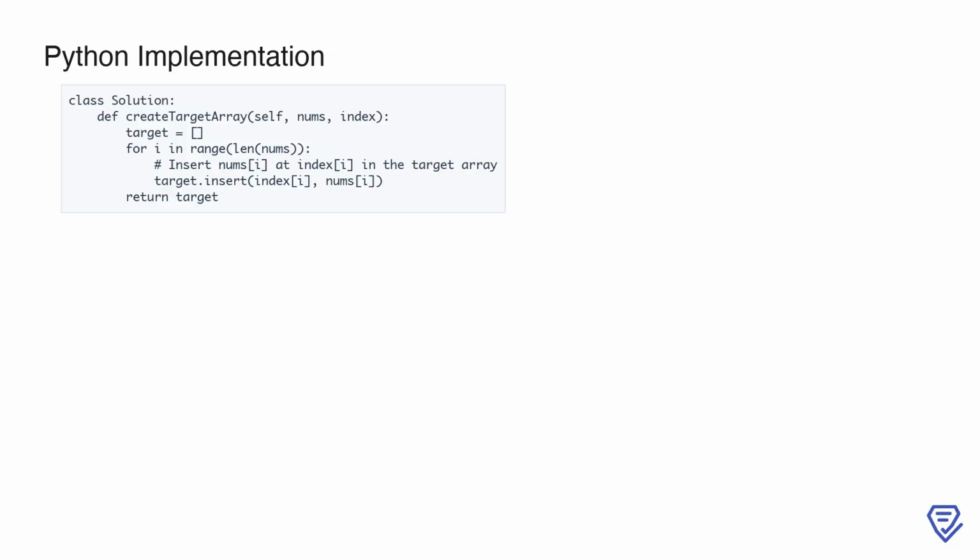For each iteration, we use the insert method to insert nums[i] at the position specified by index[i] in the target array. Python's list.insert handles shifting elements automatically to make room for the new element. This ensures that the target array is constructed in the correct order. Finally, we return the target array as the result. The solution is efficient for the problem size, and edge cases, such as empty inputs, are naturally handled due to the mechanics of the insert method.